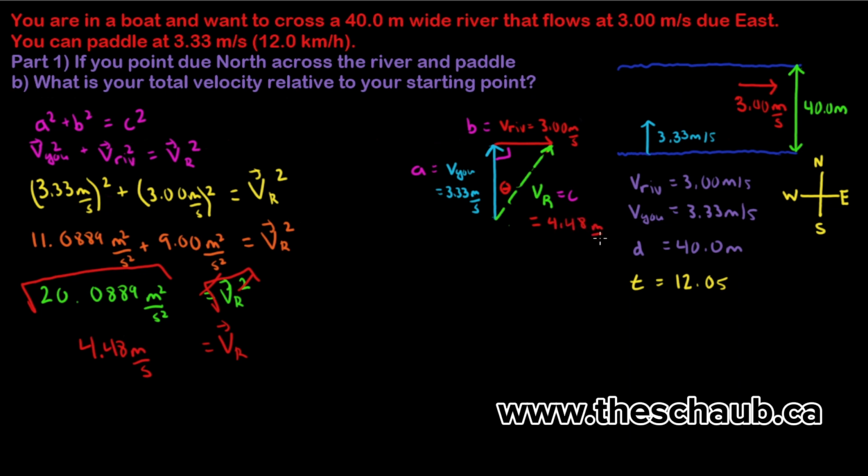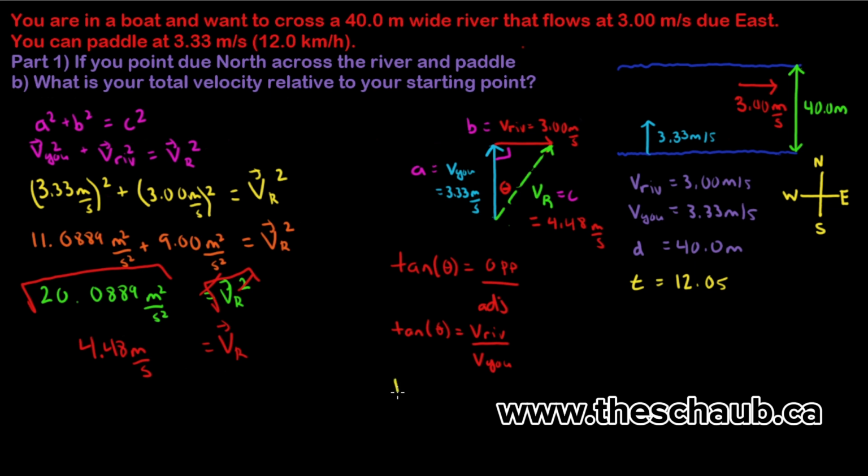Although we now have our VR here, our VR is equal to 4.48 meters per second. When we're finding this angle, it's always good practice to use the numbers we were given in the equation. So here we have the opposite side and the adjacent side. So the trigonometric function we're going to use is tan. Tan of the angle is equal to opposite over adjacent. Putting in the variables we have in the question, we have tan of the angle is equal to the opposite, which is the velocity of the river, divided by the adjacent, which is your velocity.